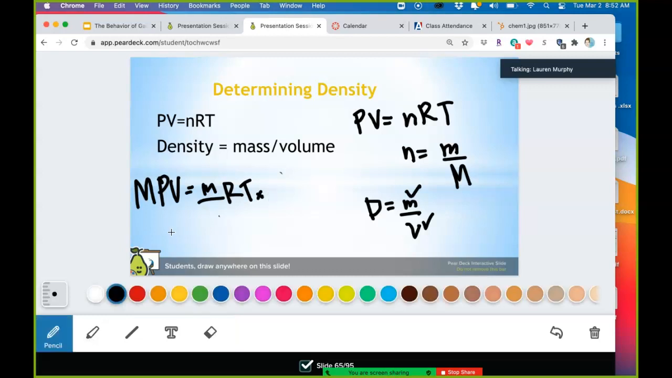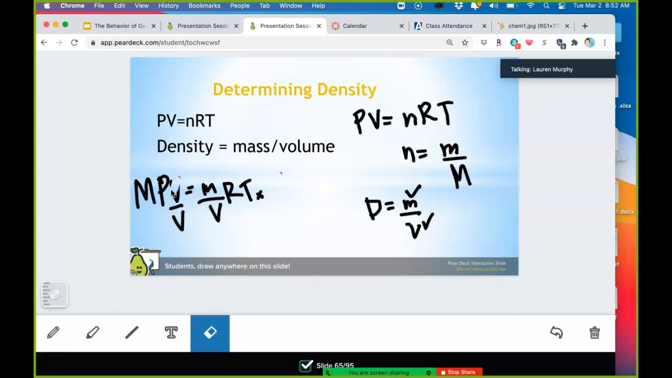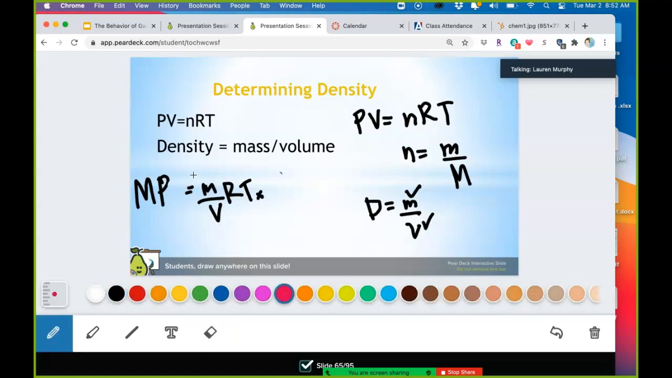Okay. Now, I'm going to divide by volume. Mass over volume, right? And the RT is technically over volume also. And then you should notice this is density. Mass divided by volume is density. So how do I get that by itself? I divide both sides by RT.